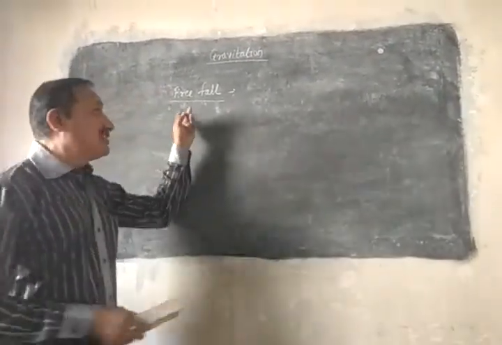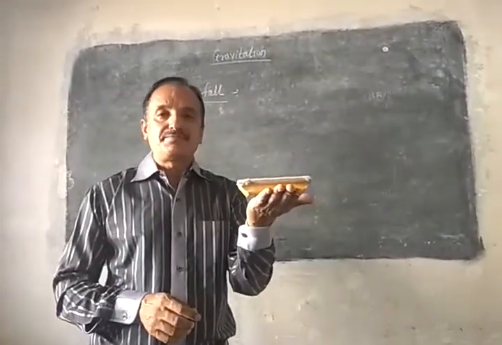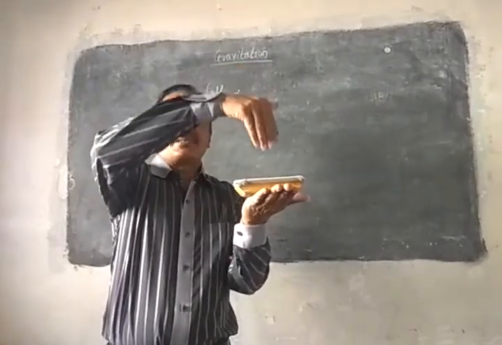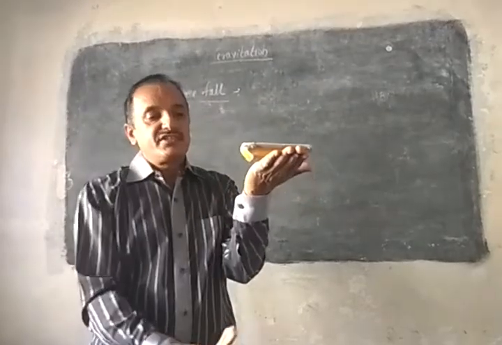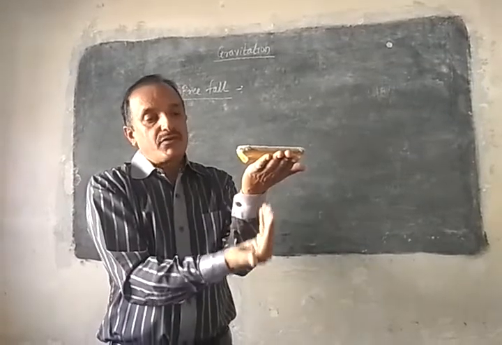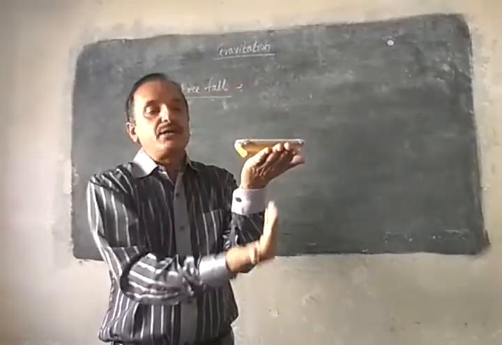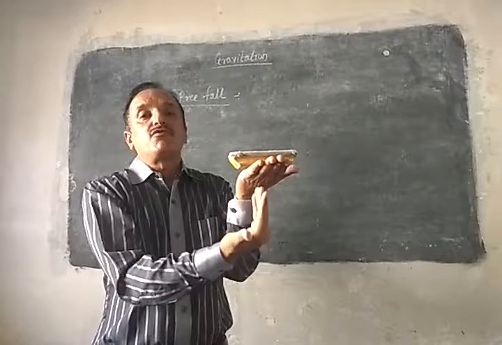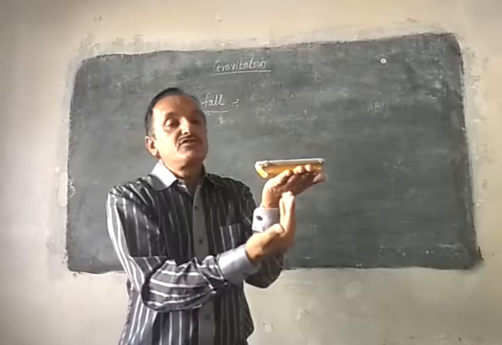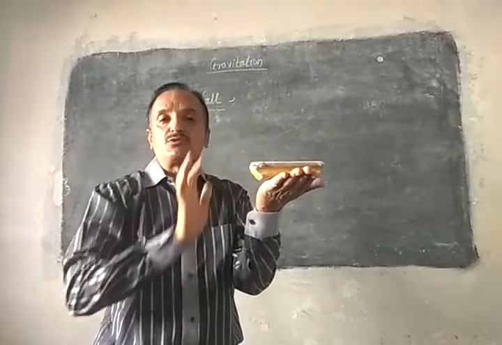Now the next point is free fall. Suppose I hold this duster. Now what happens here? On this duster, a gravitational force acts. At the same time, there is an upthrust, a buoyant force, acting from under the palm. The gravitational force is downward, and the other force is pointing upward. Both these forces, buoyant force and gravitational force, are equal. That's why this duster is at rest.